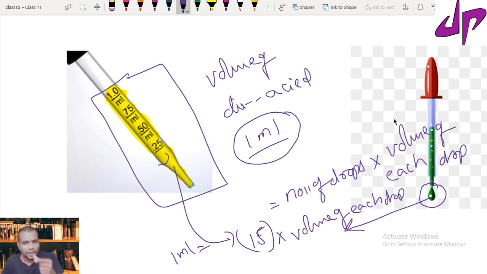That 1 ml I will drop in the water, in terms of small drops. So the total volume which I have taken in the water will convert into the number of drops times the volume of each drop.